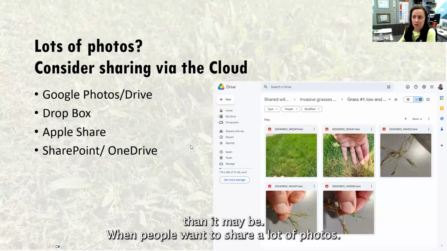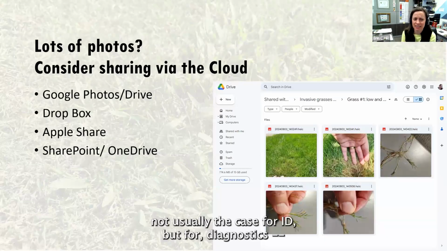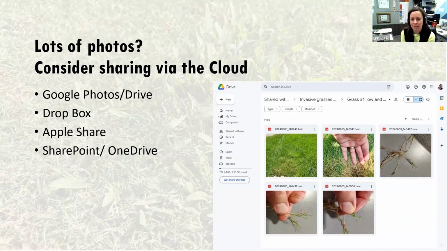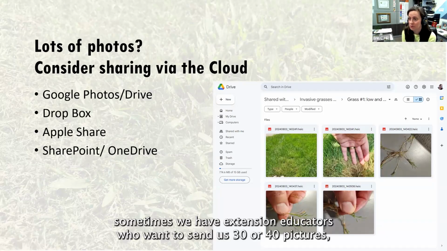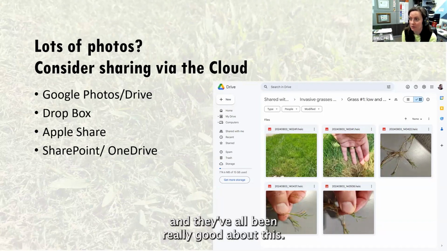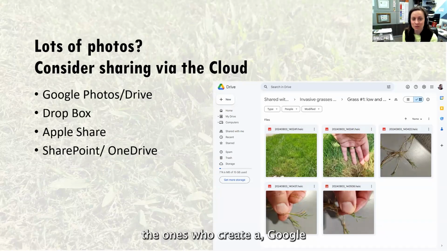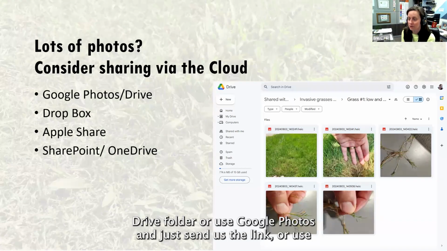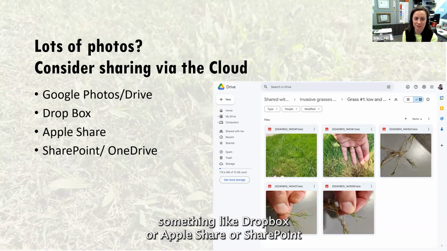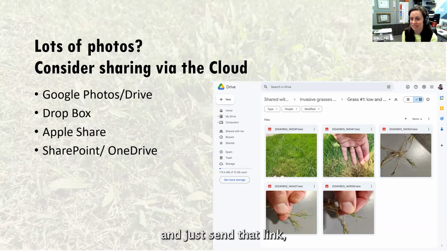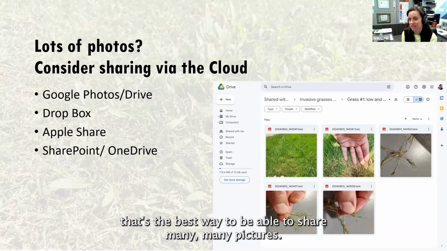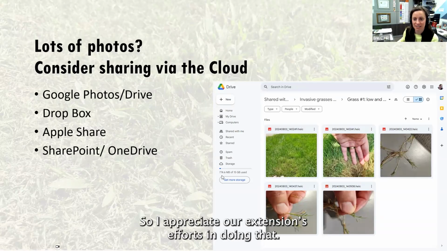When people want to share a lot of photos, not usually the case for ID, but for diagnostics, sometimes we have extension educators who want to send us 30 or 40 pictures, and they've all been really good about this. So maybe you all are already really good about this. But the ones who create a Google Drive folder or use Google Photos and just send us the link, or use something like Dropbox or Apple Share or SharePoint and just send that link, that's the best way to be able to share many, many pictures. So I appreciate our extension's efforts in doing that.